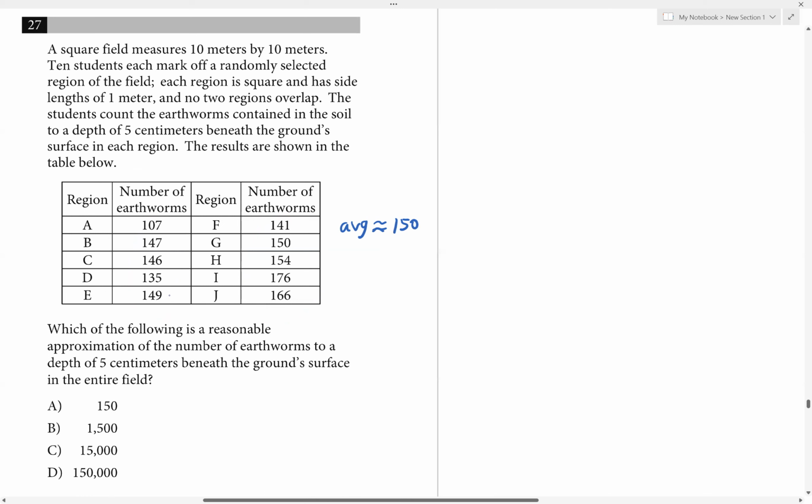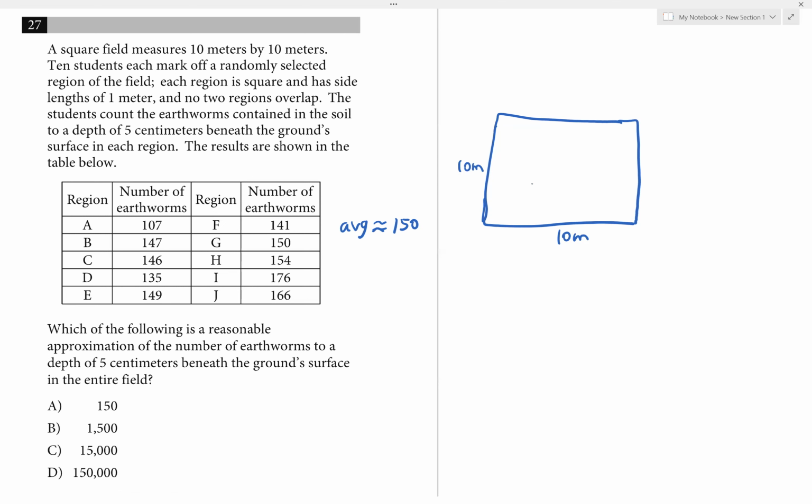But we had to understand what is actually going on with this experiment, and what they are trying to ask us. So what happens is we have a square field. My drawing is not perfect, but let's just say we have a square field and we're dividing this. This is 10 meters by 10 meters, so it's 100 square meters for the area. And we're dividing this into little square regions, and the side length is 1 meter, so it's 1 by 1.